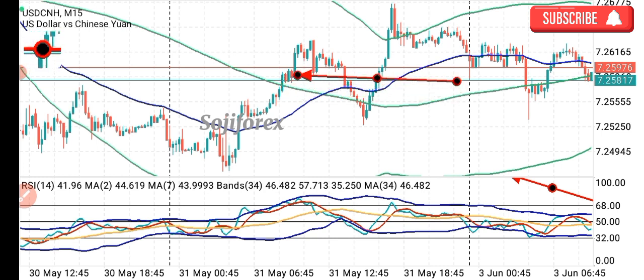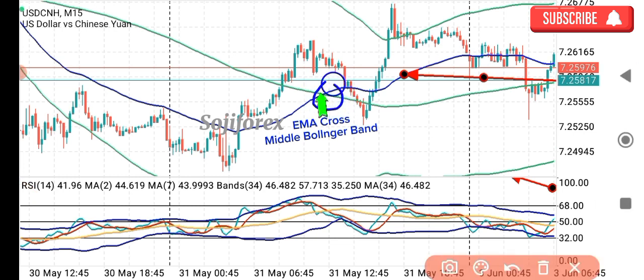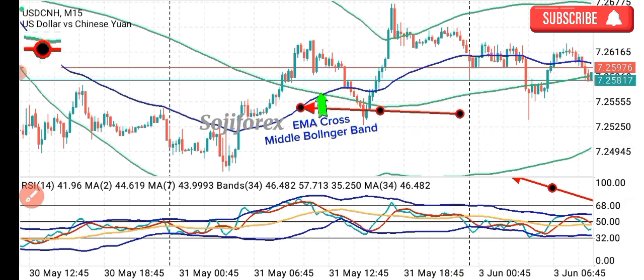And as price is coming from our lower Bollinger Band, for a buy trade, we want to see price go out of the middle Bollinger Band. That is, we want to ascertain our trend. And as you can see, price has gone out of the middle Bollinger Band, has closed above it, and then we want to see a cross between the EMA 50, our exponential moving average 50, and our middle Bollinger Band, and we have gotten this cross successfully.